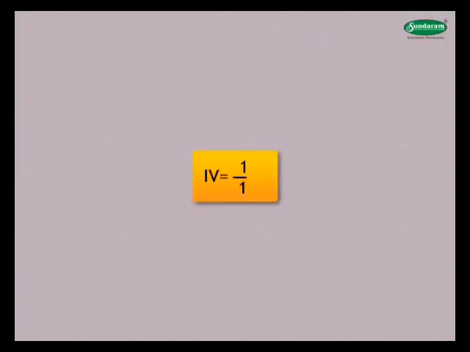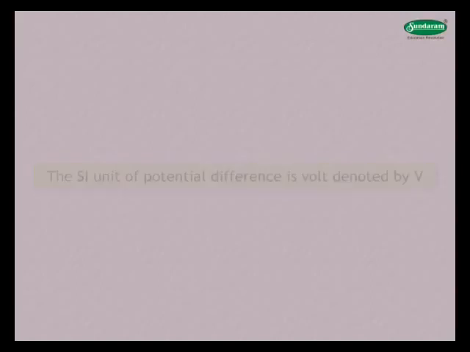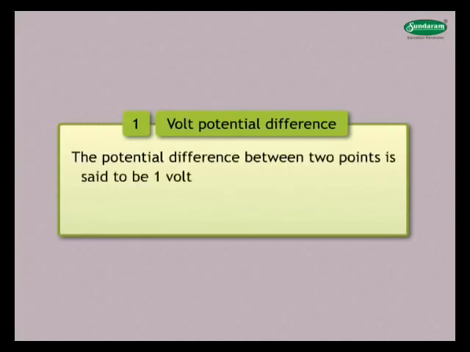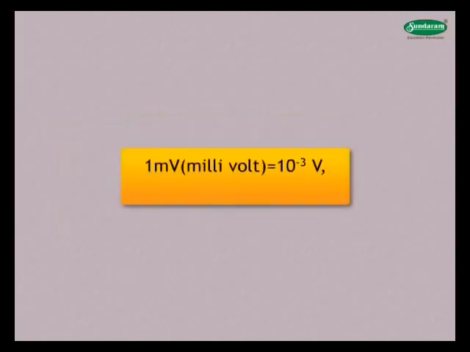1 V is equal to 1 J upon 1 C. The SI unit of potential difference is volt, denoted by V. 1 volt potential difference: the potential difference between 2 points is said to be 1 volt if 1 joule of work is done in moving 1 coulomb of electric charge from one point to another. Small voltages are measured in terms of millivolts and microvolts. Large voltages are measured in terms of kilovolts and megavolts.